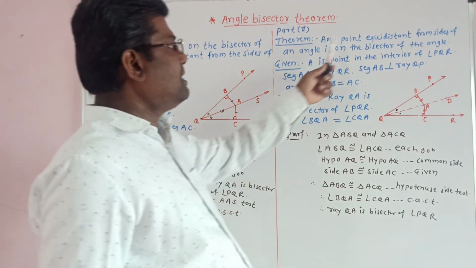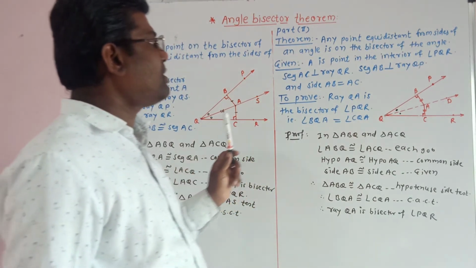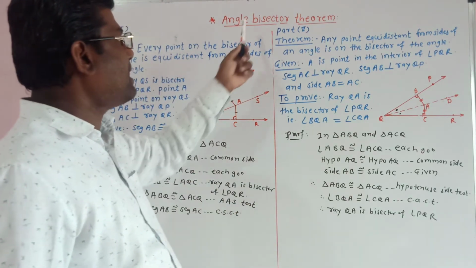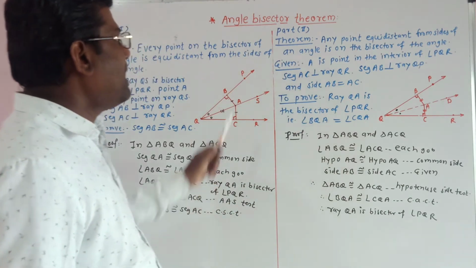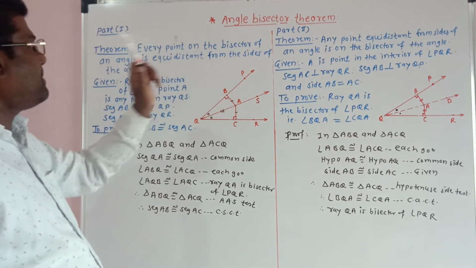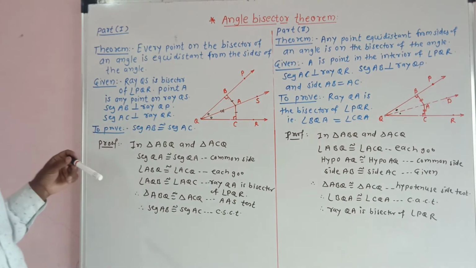Therefore any point equidistant from the sides of an angle is on the bisector of the angle. This is the converse of the angle bisector theorem. And what is the angle bisector theorem? Every point on the bisector of an angle is equidistant from the sides of an angle.